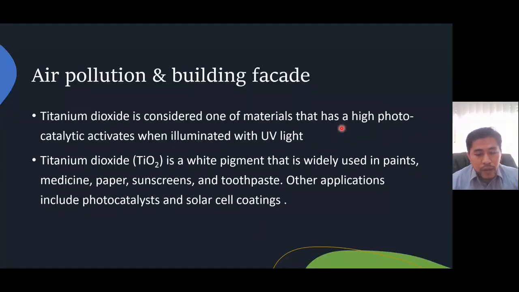And when rain occurs, the water spreads out on the hydrophilic titanium oxide coating and washes away the dust and dirt. Titanium oxide is a white pigment that is widely used in paint, medicine, paper, sunscreen, and toothpaste. Other applications include photocatalysis and solar cell coating.